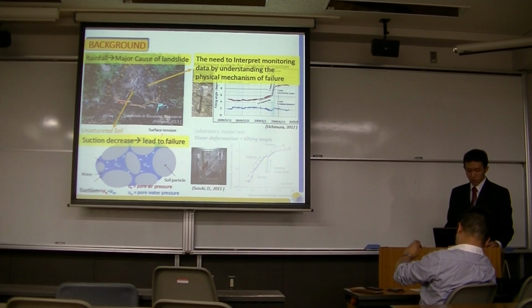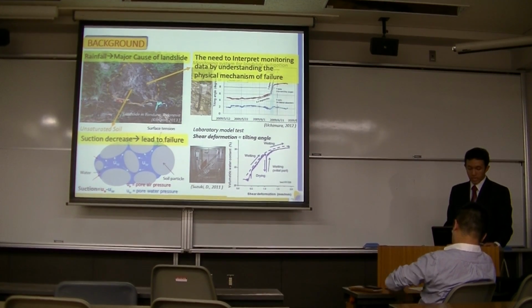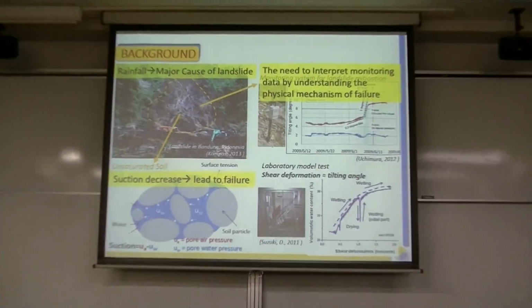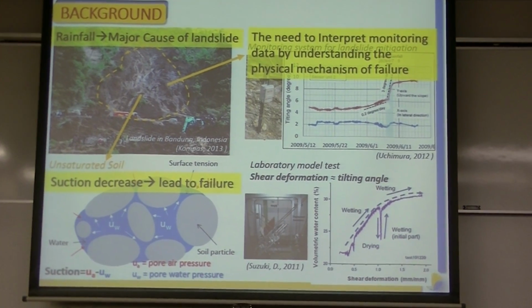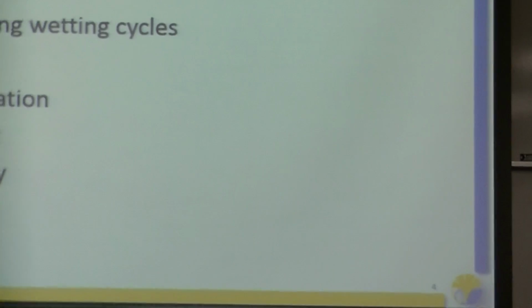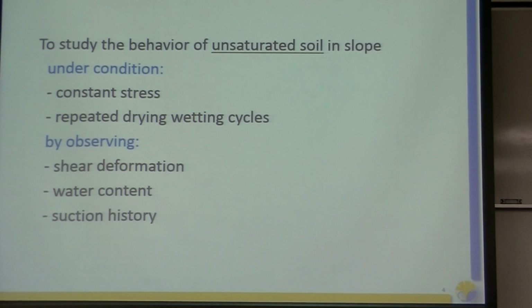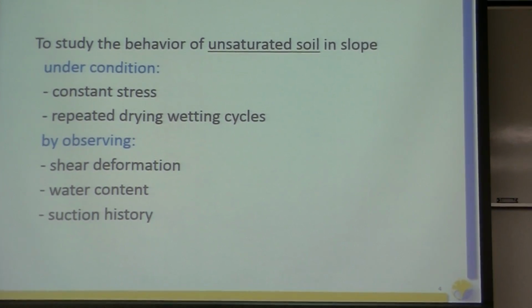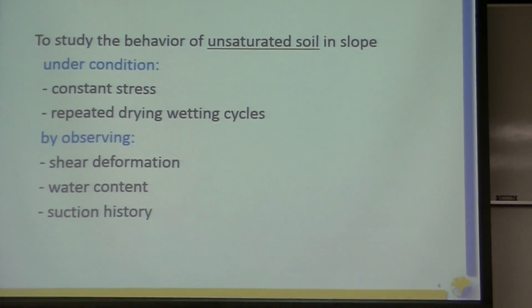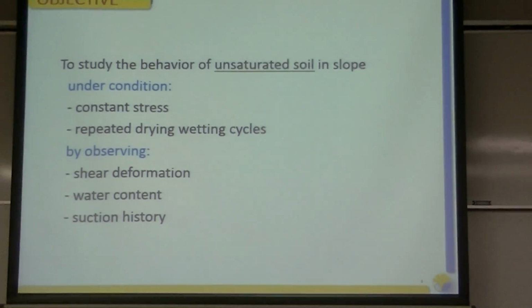To do that, we can reproduce soil condition in the slope in laboratory tests. Here's an example of a model test studying the effect of water content on soil deformation, and we can correspond the response in the soil deformation in the lab with tilting angle in the real monitoring meter. So based on those backgrounds, my objective in this study is to study the behavior of unsaturated soil in slope under condition of constant stress and repeated drying-wetting cycles, by observing shear deformation, water content, and suction history.